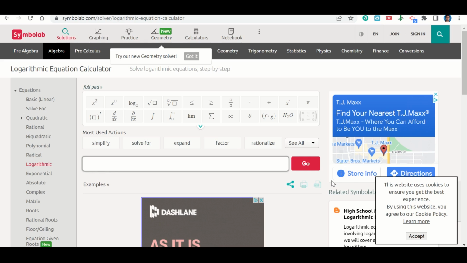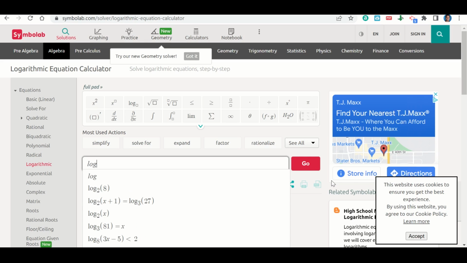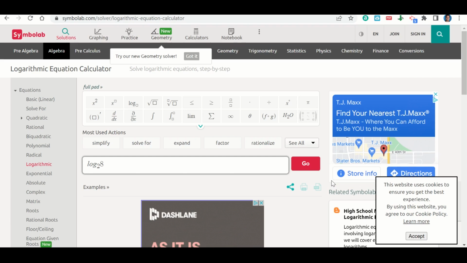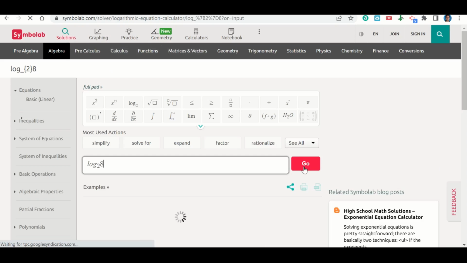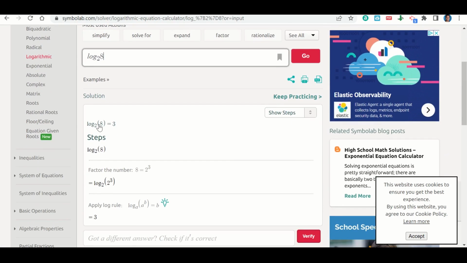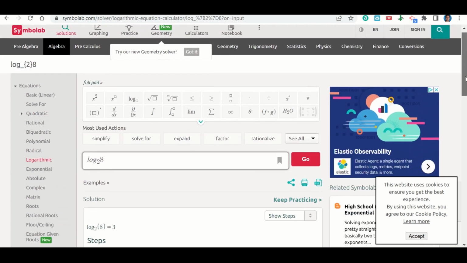So let's say that we were given log base 2 of 8, and we needed to solve this. Well, we can go ahead and enter that in and click go. And it tells me exactly what the answer is. It says log base 2 of 8 is 3. And it gives me steps to show me exactly how that works. So that's one way you can check just a simple logarithmic equation.